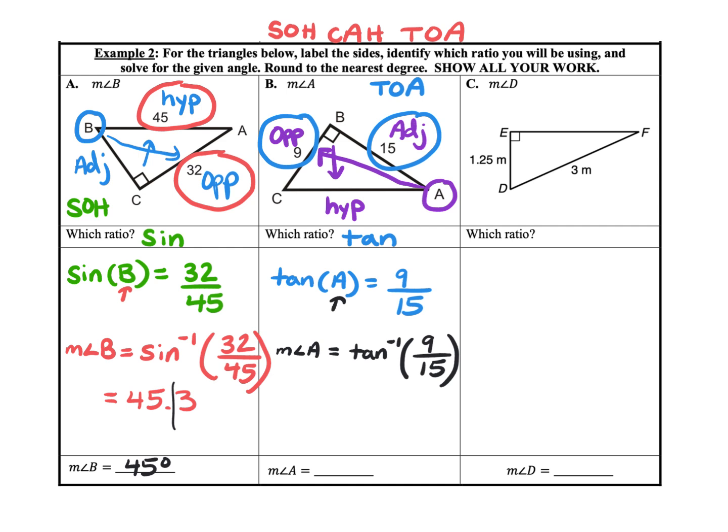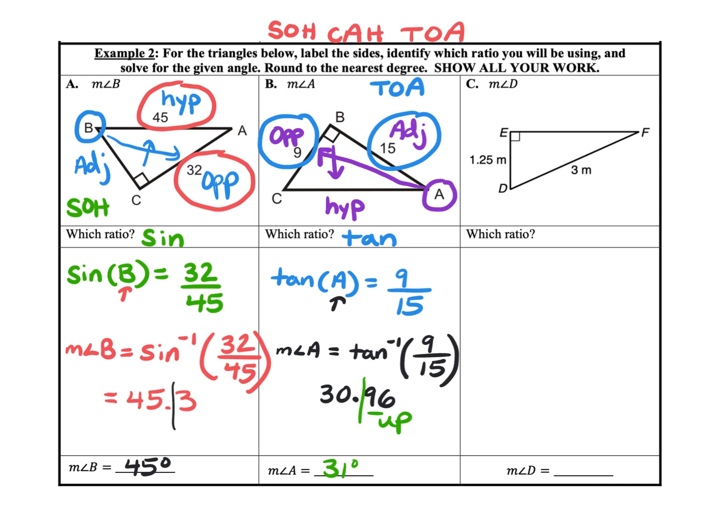And when you do that, your calculator will give you 30.96. We want to round to the nearest degree, and 0.9 rounds up, so that 30 is going to become 31. So angle A is 31 degrees.